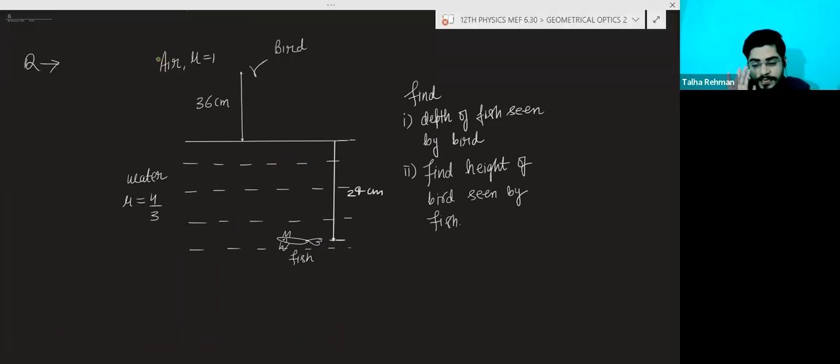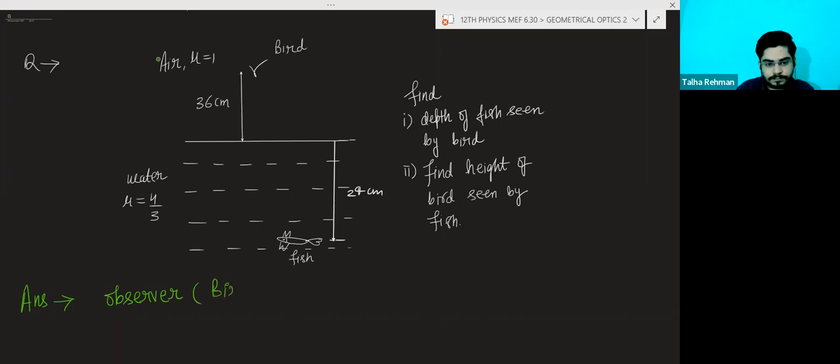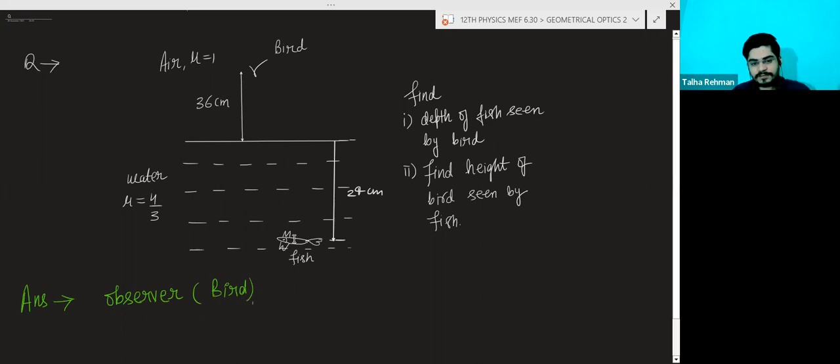Now first see here who is the observer and what the observer is observing. This thing should be clear. Who is the observer here? The observer is the bird this time. So light will come from fish to bird, means light will come from water to air. Light is going from water to air.